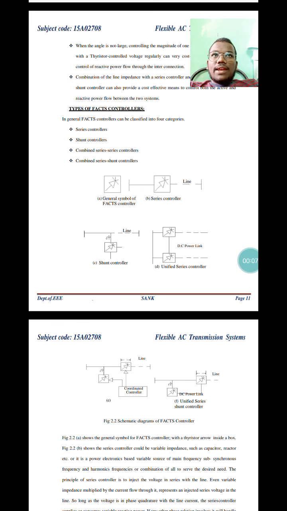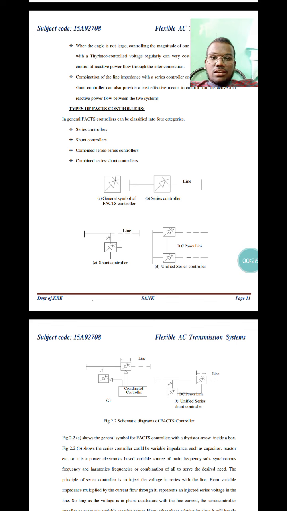Today my Techtalk topic in FACTS is types of FACTS controllers. In general, FACTS controllers can be classified into four categories: series controllers, shunt controllers, combined series-shunt controllers, and combined series controllers. These are the general systems of FACTS controllers.